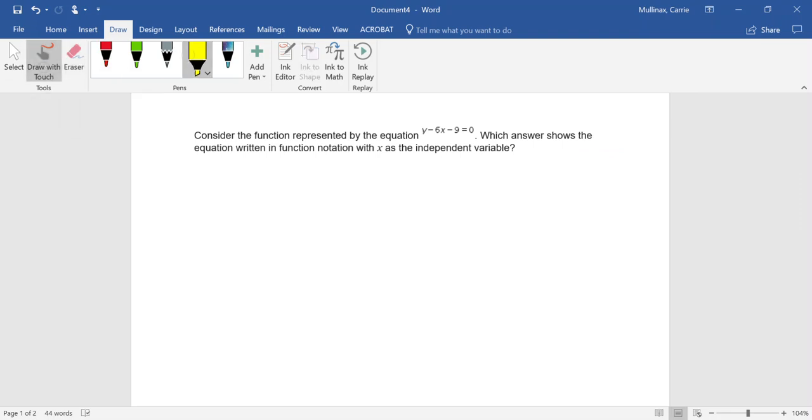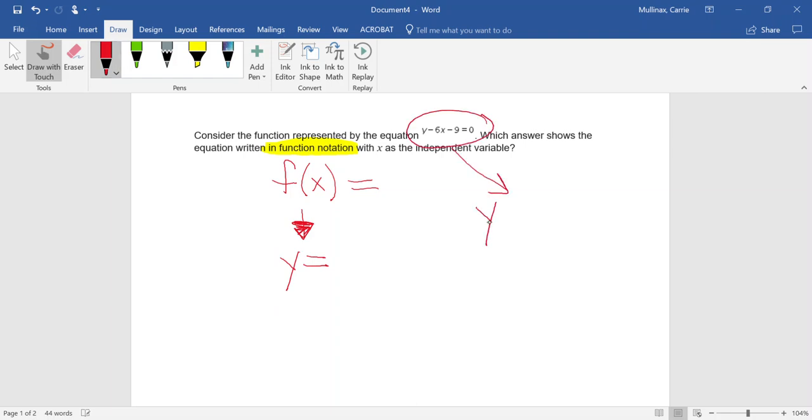So here we want to write something in function notation. Function notation is when you get f of x equals, and again, what did we say f of x is the same as? F of x is the same thing as y equals. So I need to take this equation and get it in y equals form. So if I want y equals, that means I want to get y by itself.